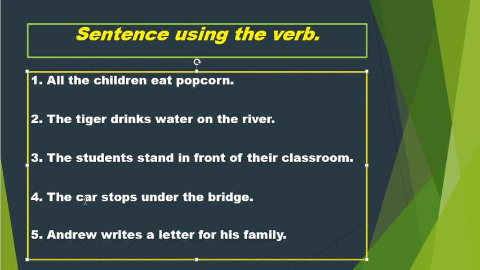So remember, when the subject is singular, it always has an S. But when the subject is plural, without S. Okay, this one is plural here. This one is singular, this one is plural, this one is singular and singular.